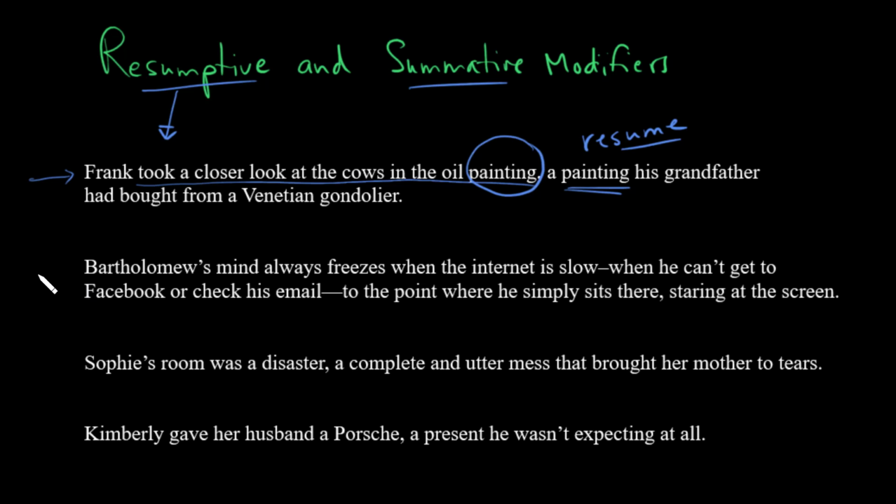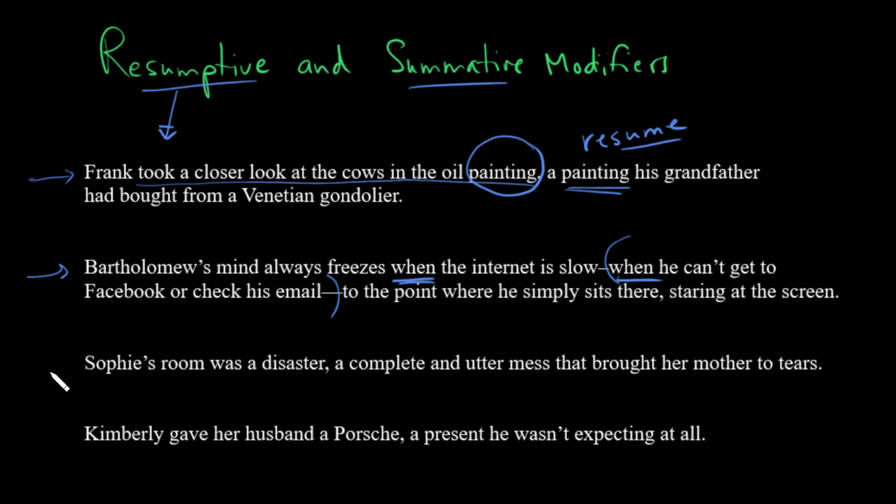The second one is similar. "Bartholomew's mind always freezes when the internet is slow, when he can't get to Facebook or check his email." You can see here that when is repeated. Now in this case, our main clause keeps going at the end because this bit here, the resumptive modifier, is actually between dashes, or you might say between brackets. So this is kind of a variation on the theme, but the same idea applies. A resumptive modifier is the repetition of a word to extend the sentence, to add extra information, and we construct a phrase or a clause around this repeated word.